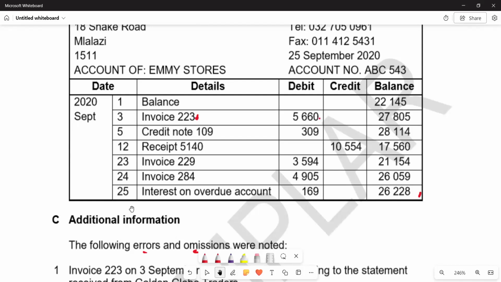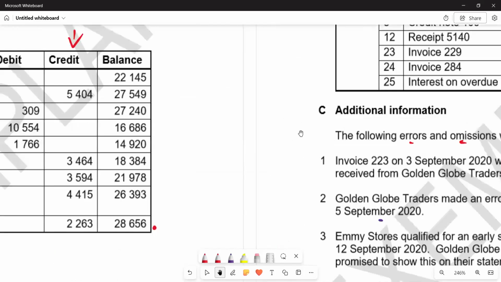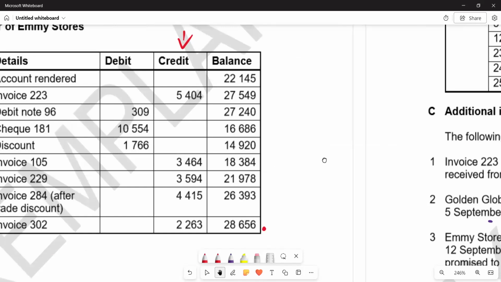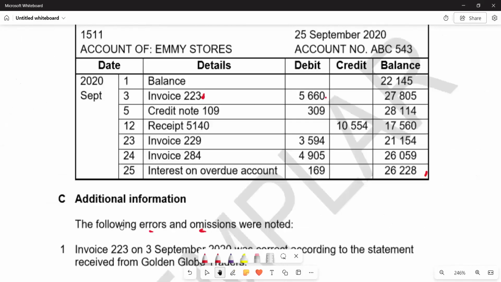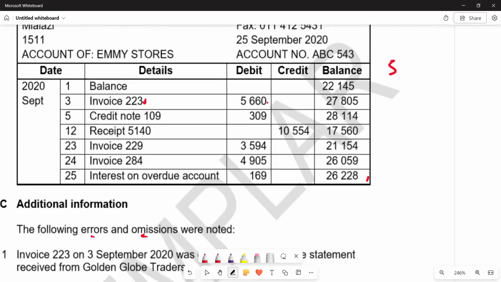But if you go to the ledger, they're saying it's wrong. If you go to the ledger, you'll see that invoice 223 is entered as 5,404. So you see that this figure is different from the one we have in the statement of account, which is correct. We are seeing that this is a smaller figure in the ledger, so we have to add the difference so that it goes back to the correct amount, which is 5,660. So basically we are saying 5,660 minus 5,404. If we calculate, you are going to get your answer as 256.